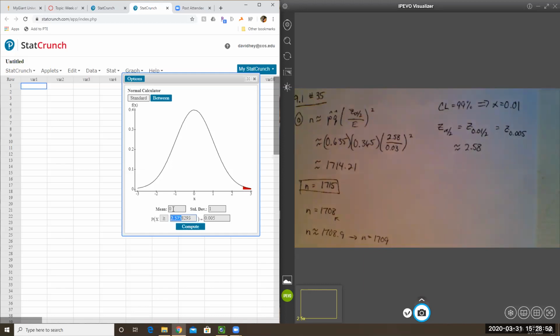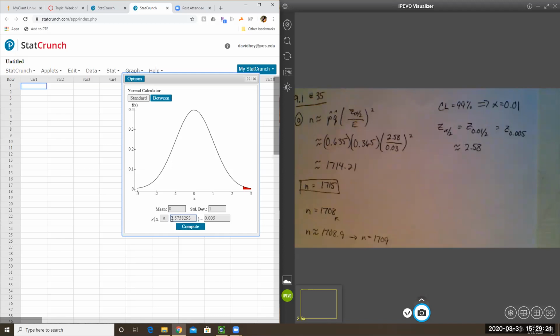I suppose it's possible they just used this entire number, but now that I'm thinking about it, I think that actually what they did is they probably used a chart in the back of the book. Instead of using StatCrunch, they probably got this number from a chart. And the problem with that is that the chart that they're using is not as accurate as StatCrunch is. So actually our answer is better. This answer is better than that one, right? 1709 is a better answer than 1708.